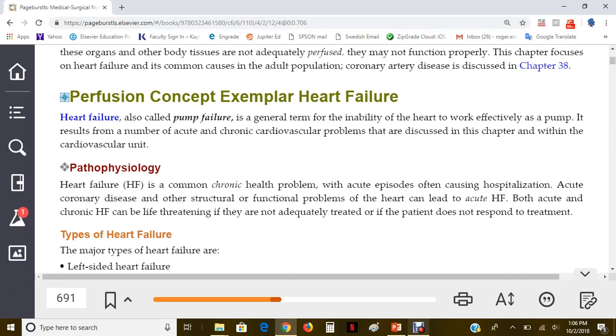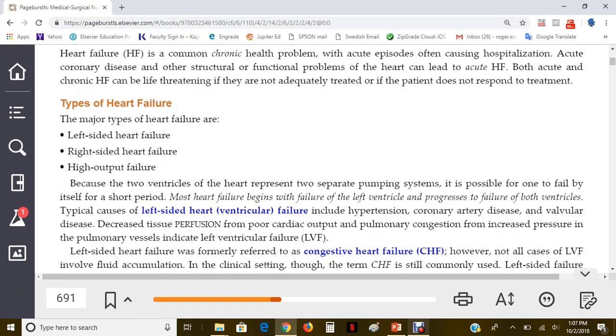So it can cause or result from a number of acute and chronic cardiovascular problems. Some of them may not be cardiovascular in nature. It can result from respiratory or some other mechanical cause. Although there are three major types of heart failure, we will only be discussing left side and right side.